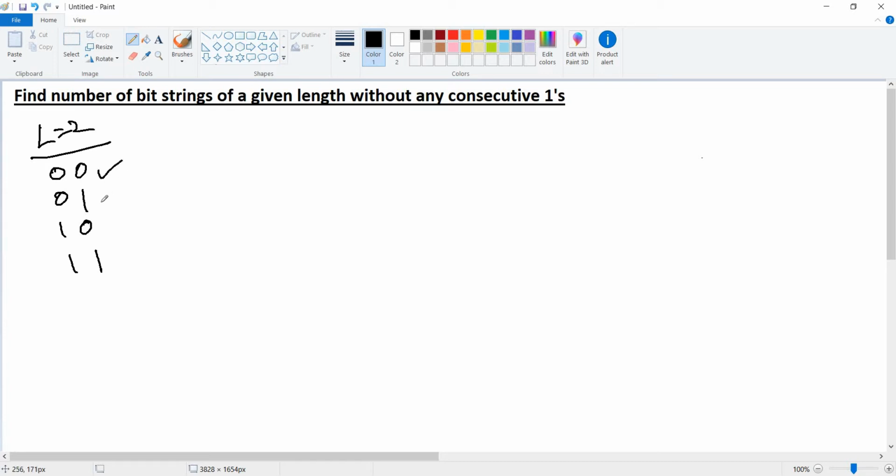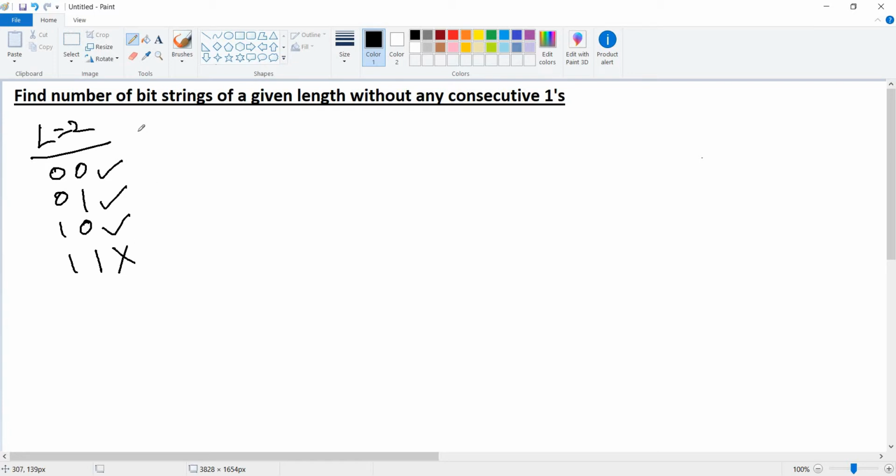So 00 is valid, 01 is valid, 10 is valid as they don't have any consecutive ones. But if you see the fourth one, this is invalid because we have a consecutive one here. So for length equals to 2, our answer will be 3, that we have 3 bit strings of length equals to 2 where we don't have any consecutive ones.